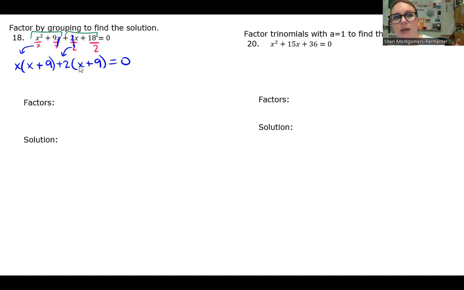And anytime I do that, I write it one time out in front, because that's technically another GCF that you write one time out in front. And then I write down what I have left. So what I have left is an x and a plus 2.